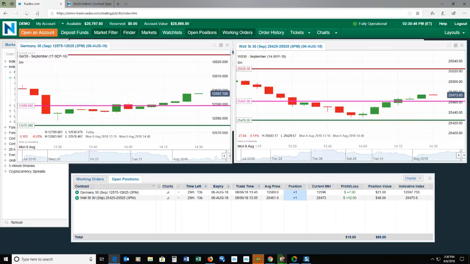And in this case, with the markets moving as slow as they are, there's only 30 minutes left on this spread. You would not expect price to move up to the ceiling. But as long as it is moving upwards, then you are potentially making money.